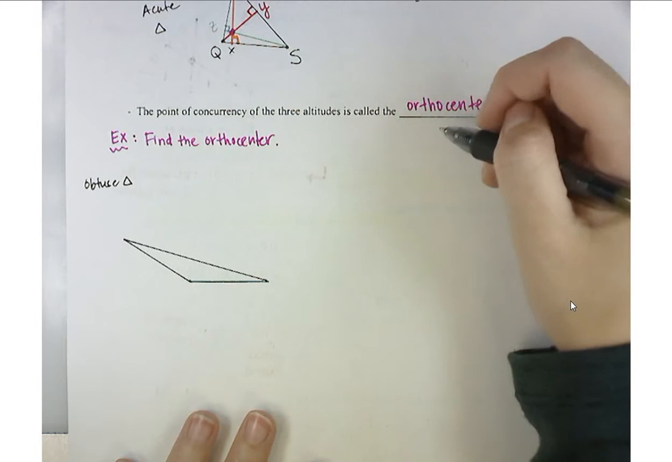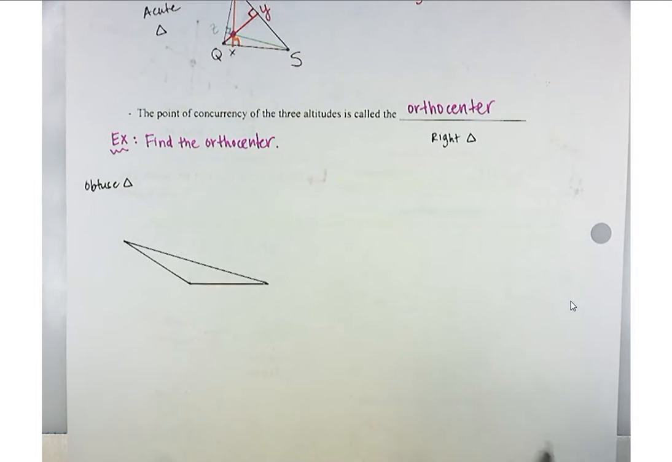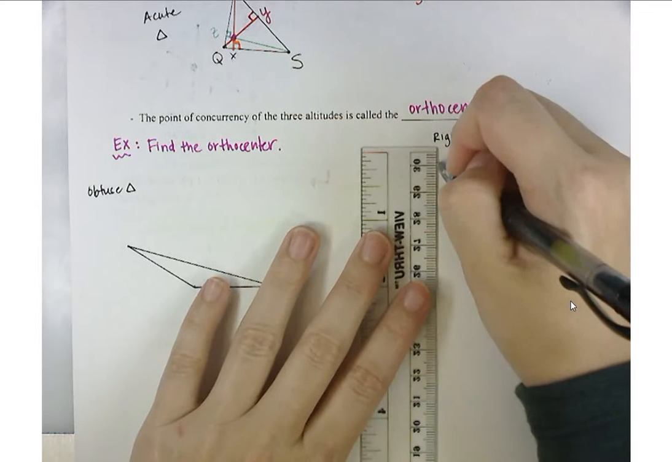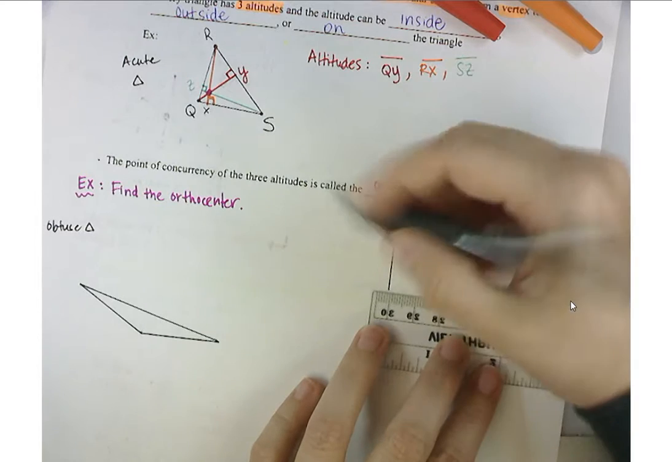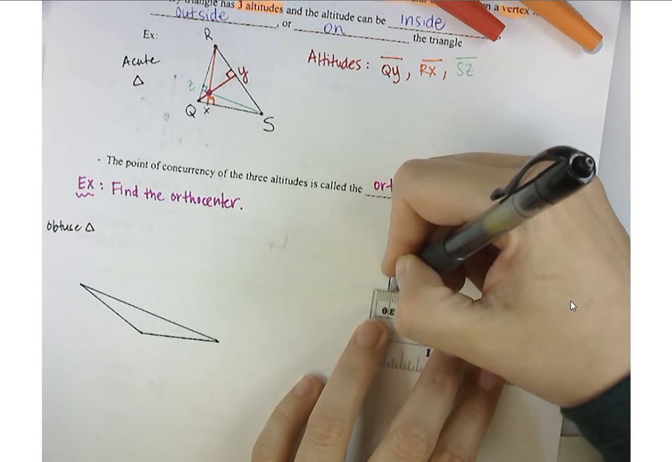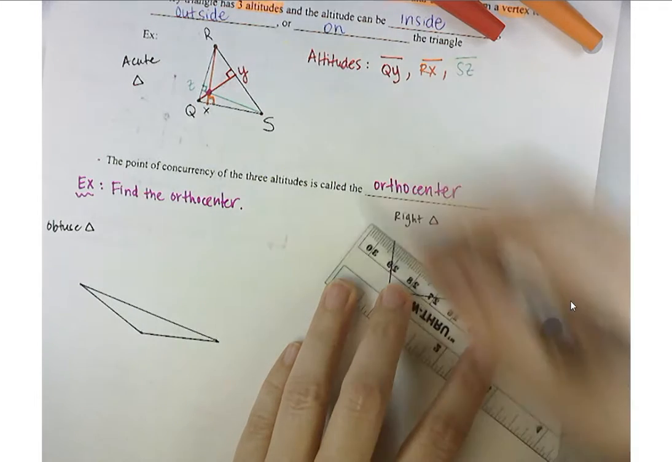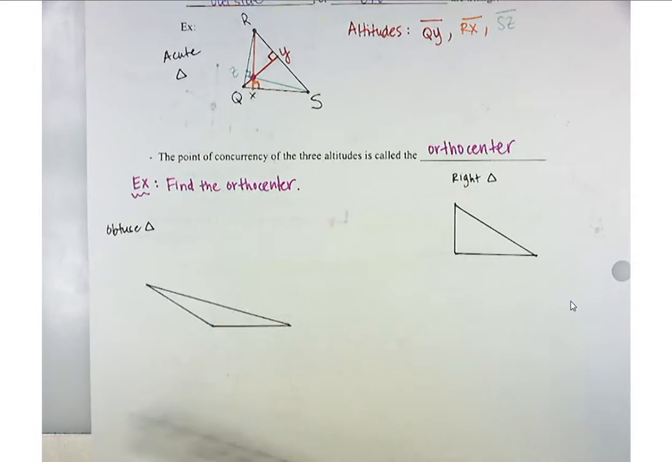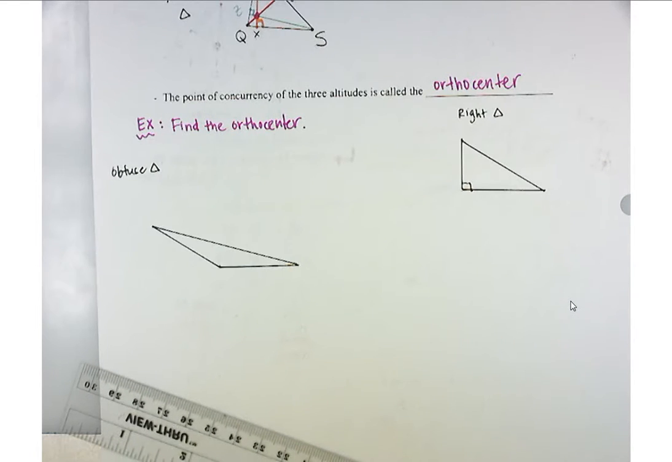And like I said, we're going to give ourselves plenty of room here. And then the other one we're going to do is a right triangle. So we did acute, obtuse, and now we're going to do a right one. For this one, you don't need as much room. But you do have to make sure it is a right triangle. Okay, so we have an obtuse and we have a right, and then we have to find the orthocenter.